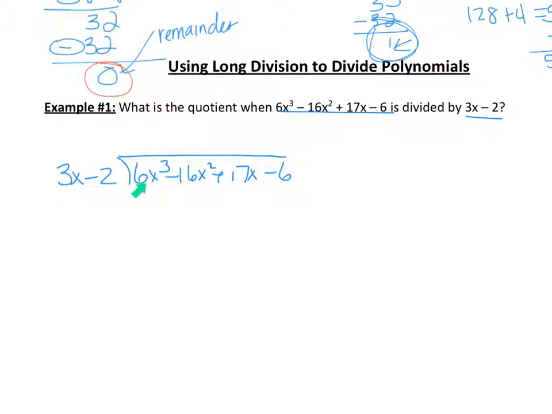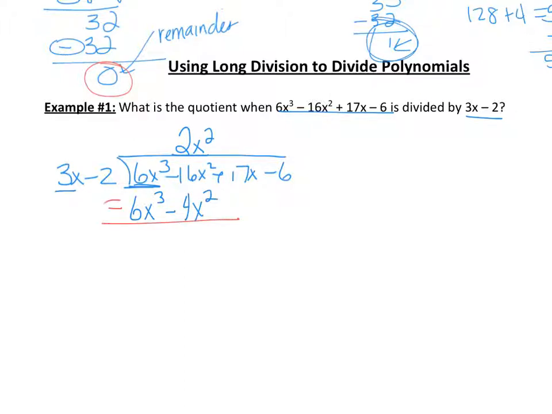3x times what would give me 6x cubed. You can just do the division in your head, but since we're dividing here, I don't want to confuse you. So if I multiply 3x times 2x squared, I'm going to get that. We always need to get this exactly. Then we take this 2x squared and multiply it times 3x, and multiply it times negative 2. So you have to distribute to both of those pieces. So this becomes 6x cubed minus 4x squared. Now this part we subtract.